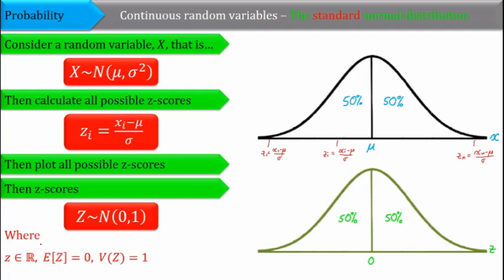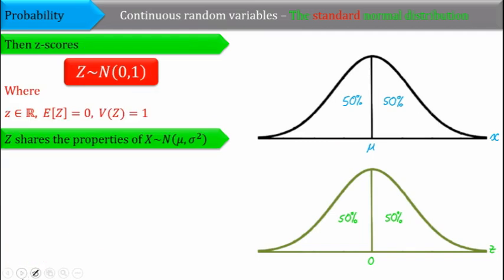Right, so more formally, we have our z-scores, which will be real numbers, in other words anything on the number line. The expected value of z will be 0, in other words the average is 0, and the variance will be equal to 1. Now let's look at the properties of our z-scores. And it so happens that the z-scores share the properties of the distribution of x. So x is normally distributed, so that means that the z-scores will have all of those properties.